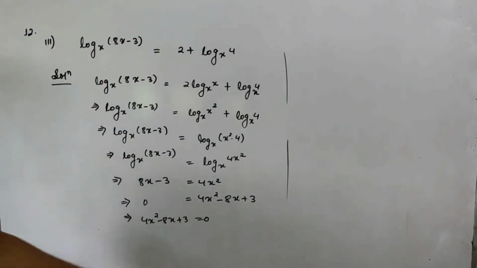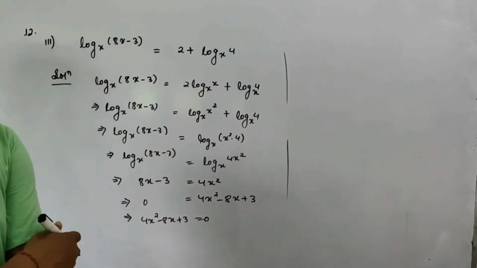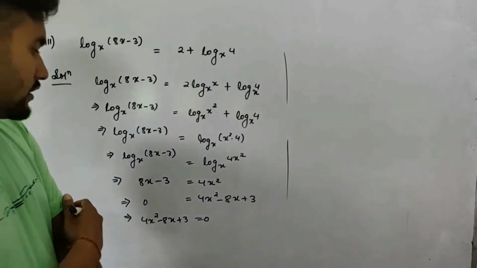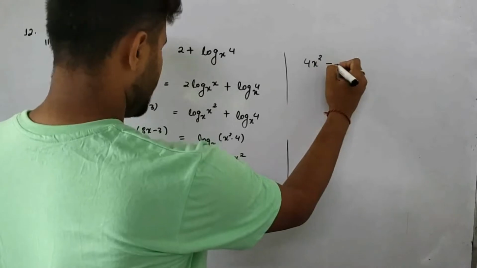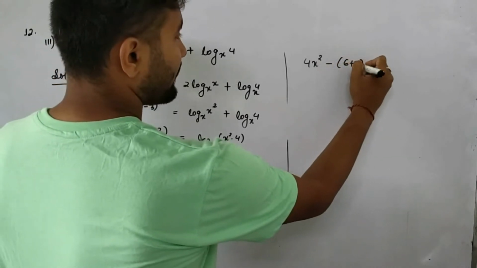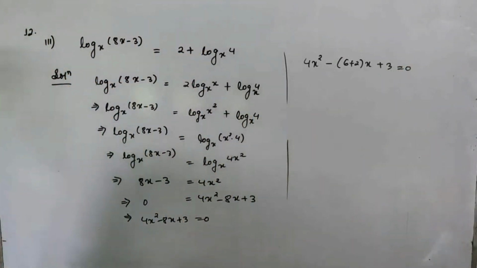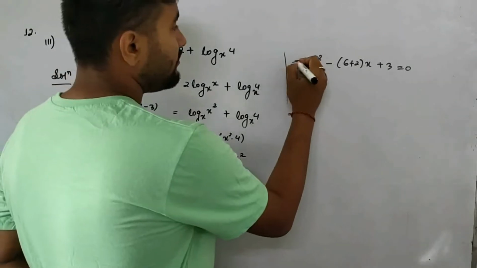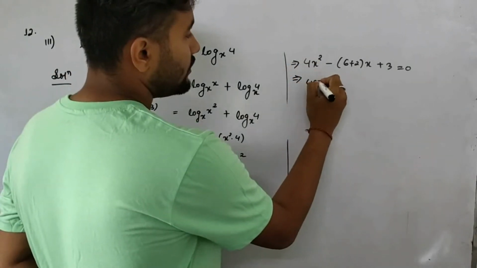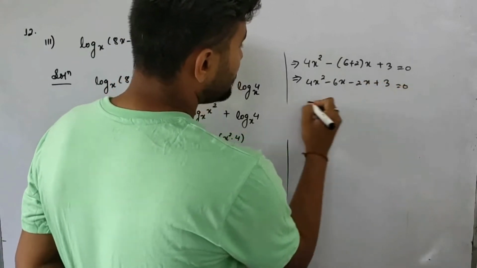So what is the product? 4 3 are 12. So how to bring 12 in terms of 8? 6 2 are 12, right? 6 and 2 is how much? 6 plus 2 is 8. So simple. So 4x square, 6 2 are 12. So minus this one. 4x square, 6 plus 2 is what? 8 and 6 2 is how much? 12. So which implies 4x square minus 6x minus 2x plus 3 will be equal to 0.